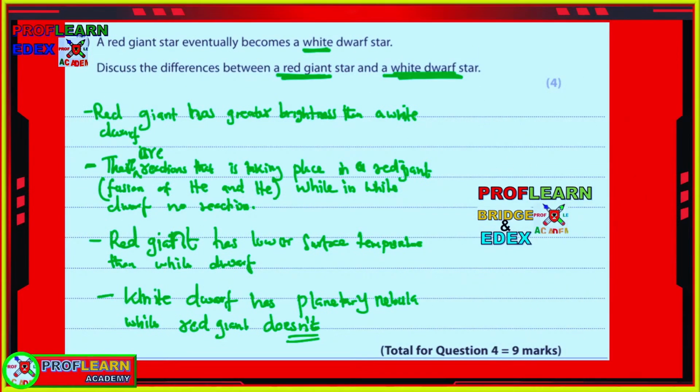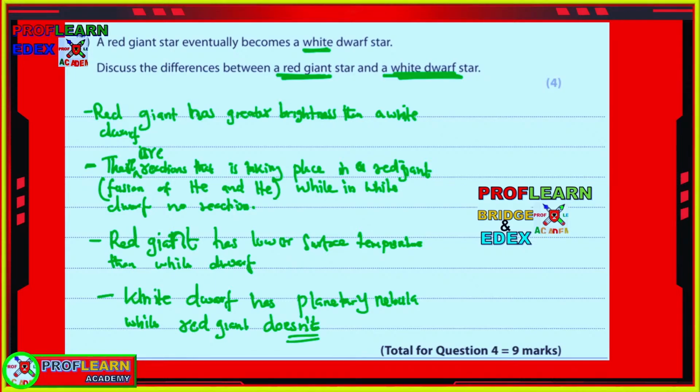Then we're supposed to discuss differences between red giants and white dwarfs. Remember, red giant and white dwarf are stages in the evolution of stars. When a star moves from a red giant to a white dwarf, it's almost going to die as a black dwarf. So it means that the red giant has greater brightness because it's large.